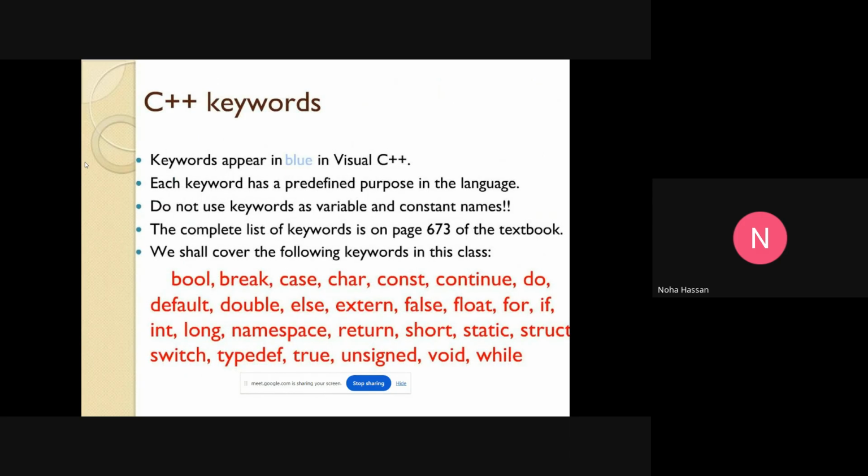Keywords. Keywords in C++ are predefined terms that have special meanings in the language, and they appear in blue. Many IDEs prevent using these keywords as variable names to avoid confusion. Some important keywords include bool, char, false, float, short, and so on.